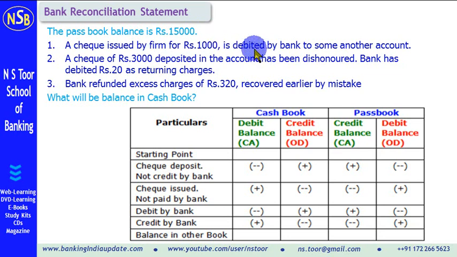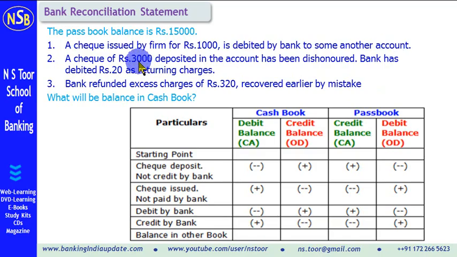But in this case, what the bank has done, although the bank has debited this check, it has not been debited to the firm's account. It has been debited to some other account. Hence, it requires adjustment or reconciliation. So here, in one book, that is in cash book, the entry is already available, but in passbook, this entry is not available because the bank debited not the party's account but some other account.